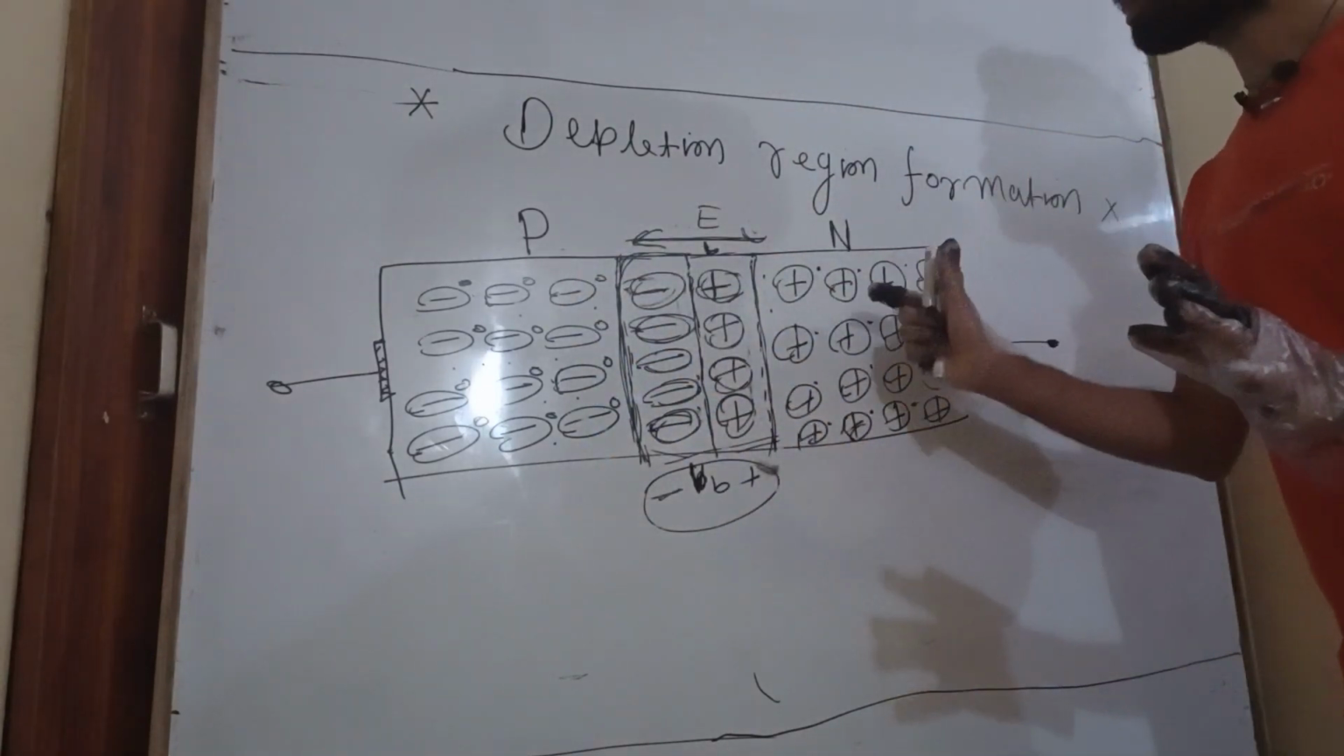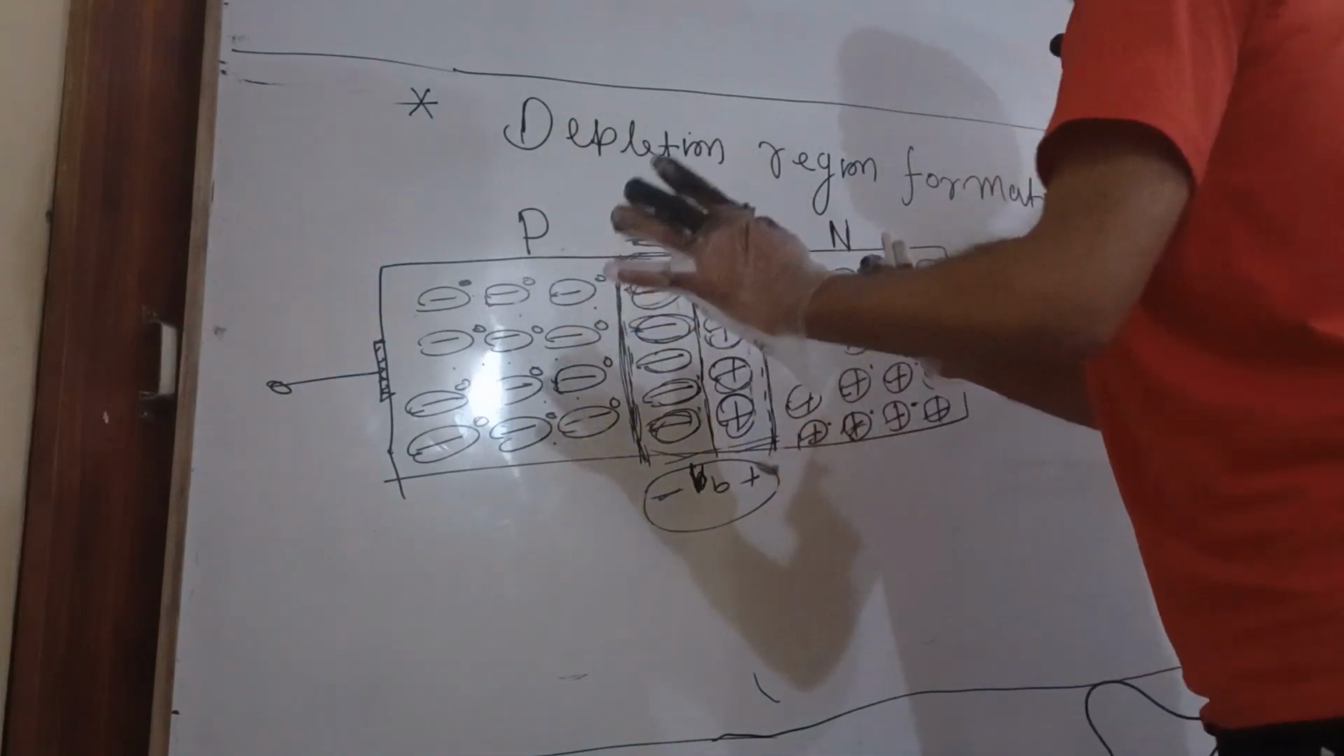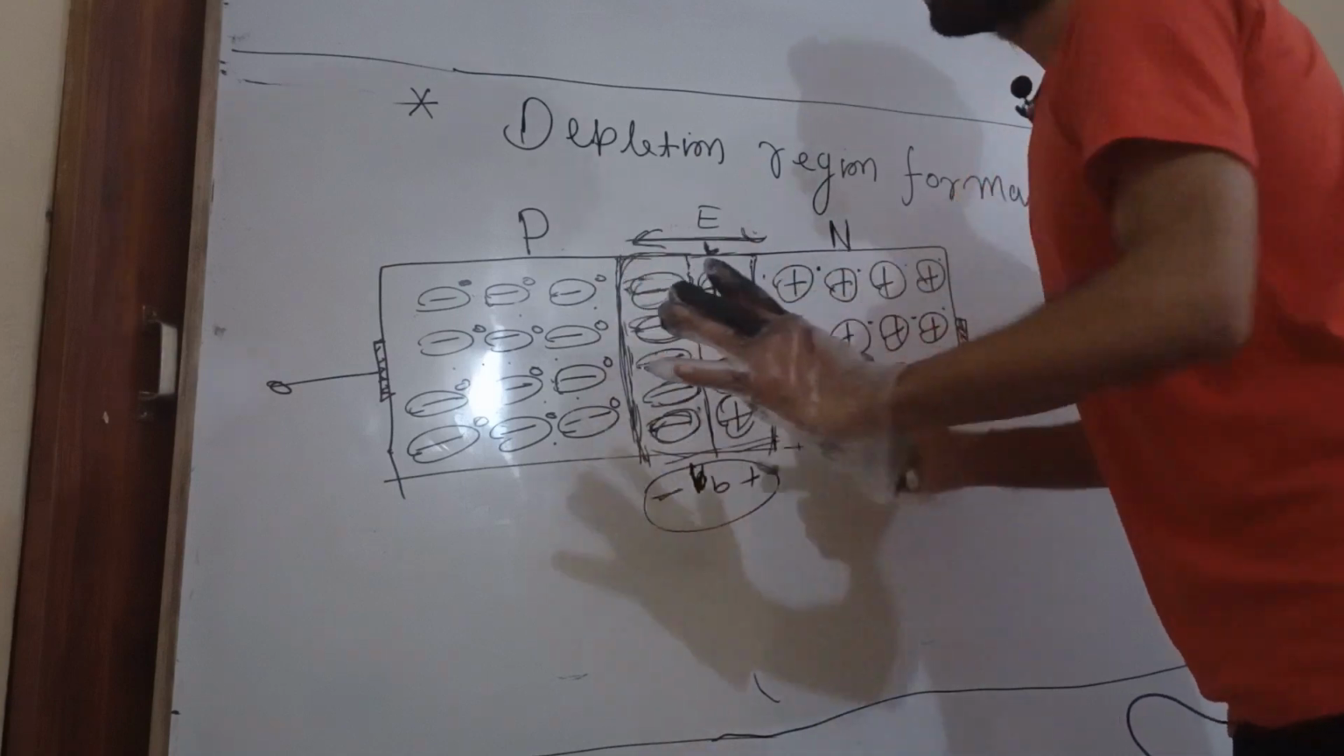Okay, so that's all about the PN junction diode and depletion region formation in the PN junction diode.